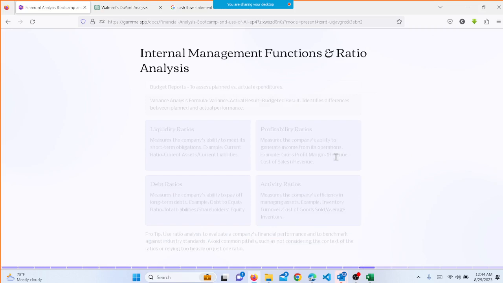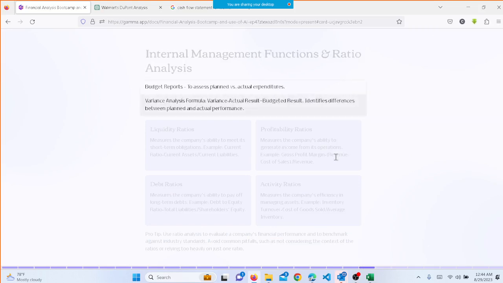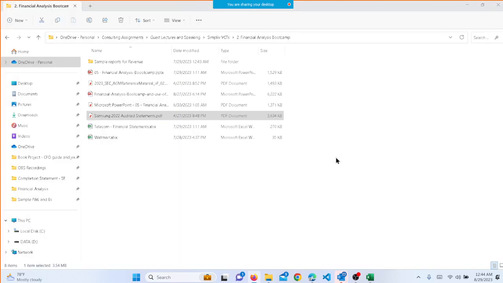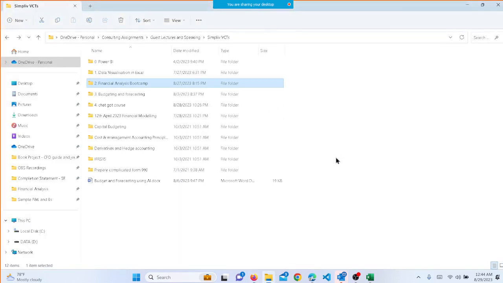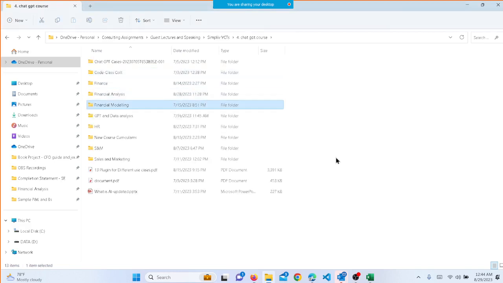Okay. The last section of the financial statement analysis is internal management functions and ratio analysis. So for ratio analysis and internal management functions, they want to look at the budget reports, the actual versus the budget, right? Let me give you an example of the budget ratio.